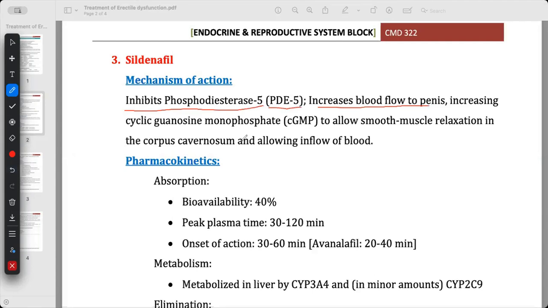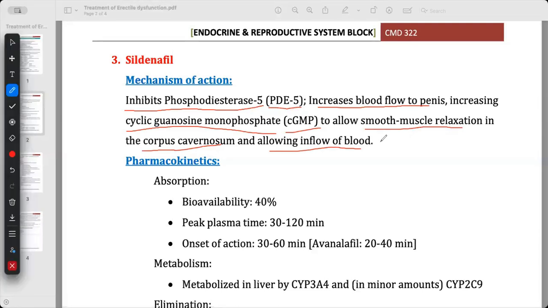How? By increasing the cyclic guanosine monophosphate, cyclic GMP, and this cyclic GMP is responsible for the smooth muscle relaxation in the corpus cavernosum and allowing inflow of the blood that leads to the erection.